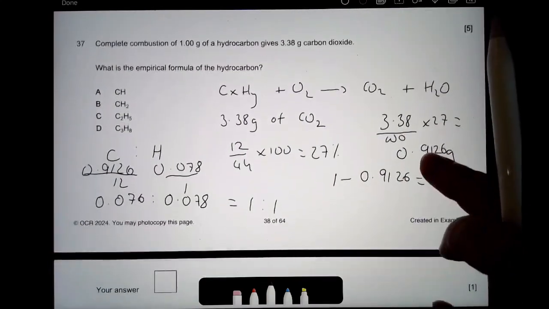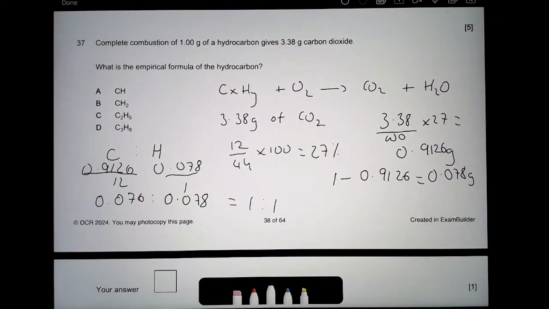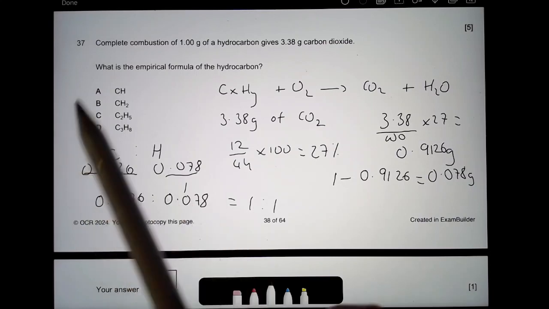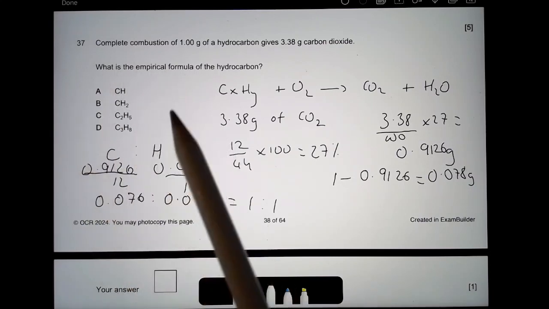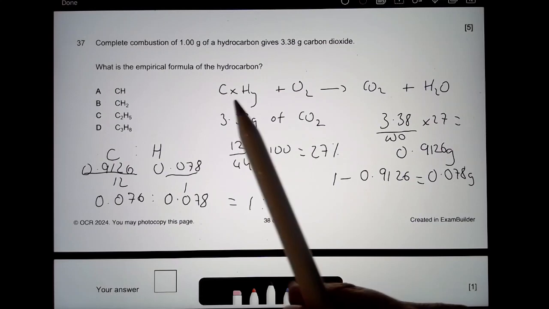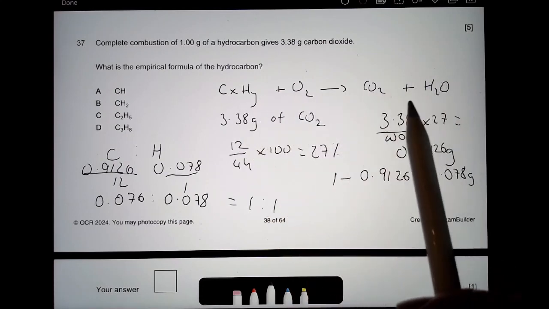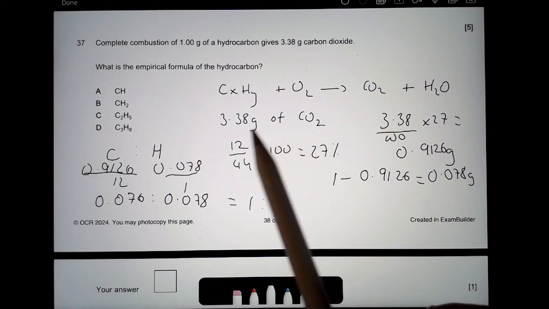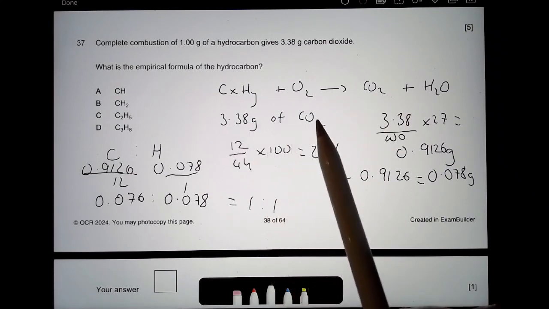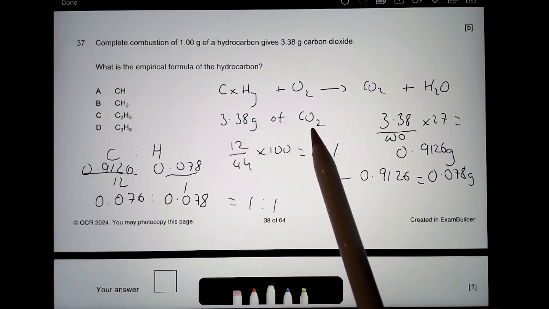The next one, I think this is quite tricky actually. They ask you the empirical formula of the hydrocarbon. So you've got a hydrocarbon CxHy, you're combusting it and you're making CO2 and you're making H2O. And then specifically they tell you you're making 3.38 grams of carbon dioxide.